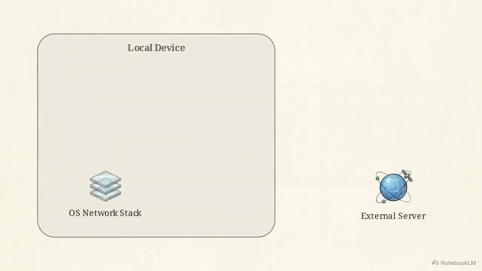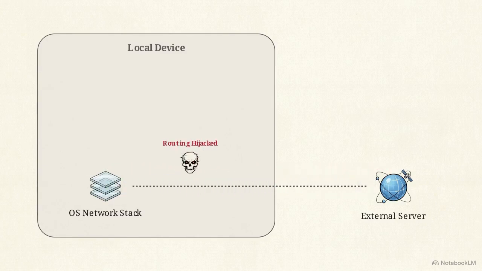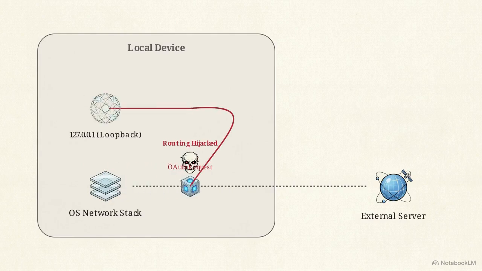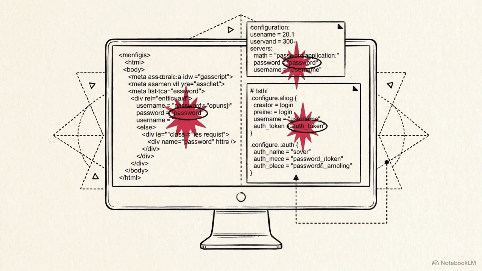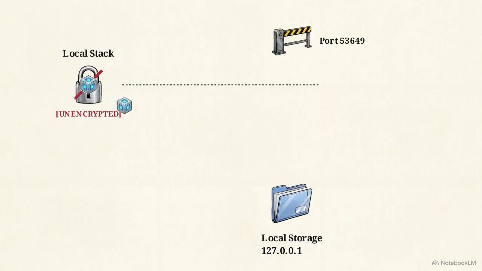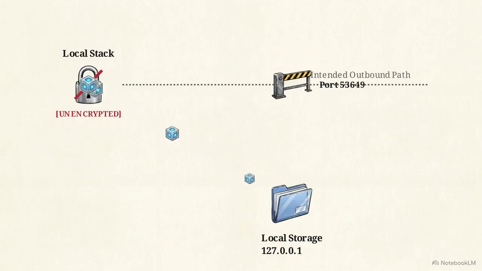Normally, an outbound OAuth request travels through the OS network stack directly to an external server. In a DNS cage exploit, malware hijacks the routing table. Outbound traffic bends backward, resolving to the local loopback address 127.0.0.1. The adversary captures this through port 53649. Because the data never reaches the internet, the malware reads the requests in plaintext. The adversary hijacks the OAuth callbacks and harvests session tokens locally before encryption is applied to the outbound packets.